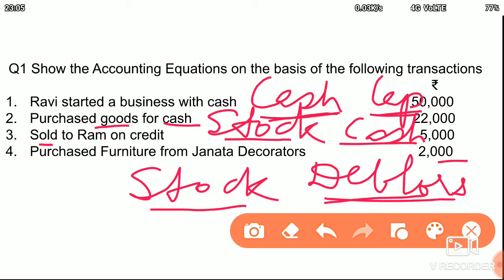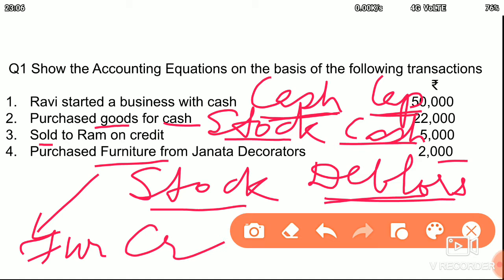Now for transaction 4, this is a credit transaction. I'll try to explain to you why it is a credit transaction after some time in detail, but this is a credit transaction. The transaction number 4 is a credit transaction. Now purchase furniture. The two accounts that will get affected in this transaction would be the furniture account. Furniture is an asset account, so one account will be the furniture account and the other account will be Janata Decorators. The business has not paid money to Janata Decorators, so Janata Decorators is the creditor. So the other account will be the creditors account. So one account is the furniture account, the other account is the creditors account.